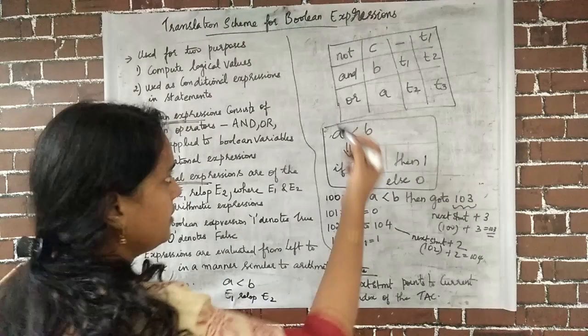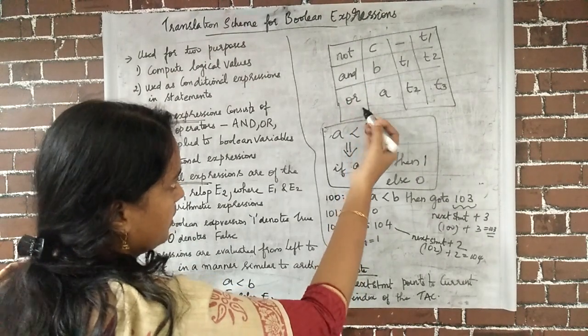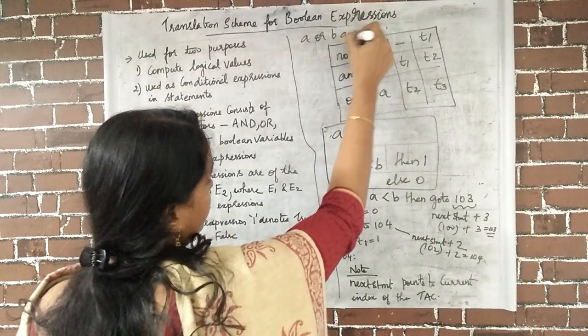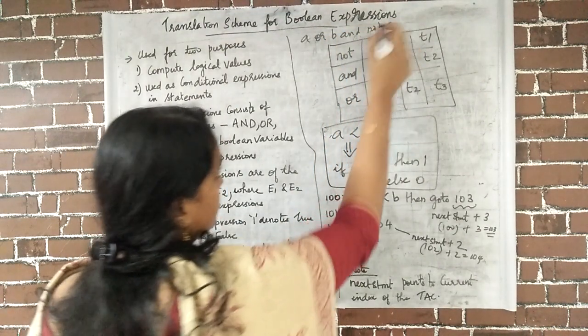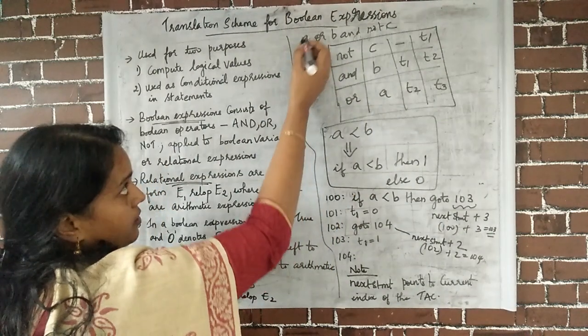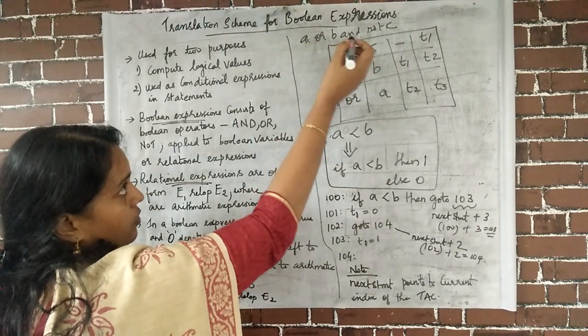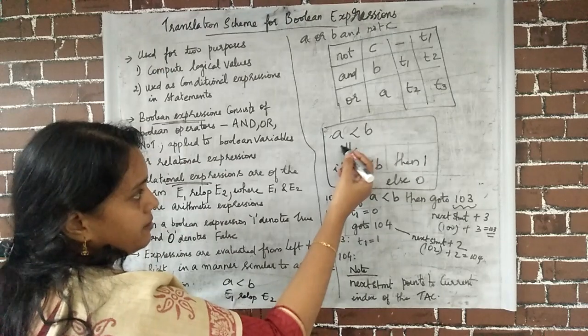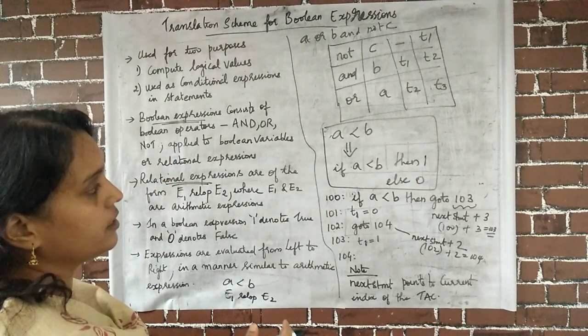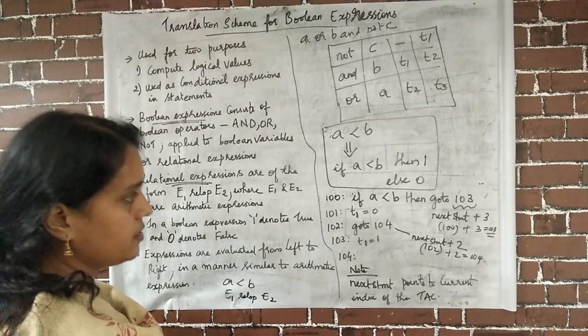Now considering the three address code for this, A or B and not C, and considering the Boolean expression we have done, A or B and not C, and the relational expression A less than B, let us look at how we can generate three address code using a translation scheme.